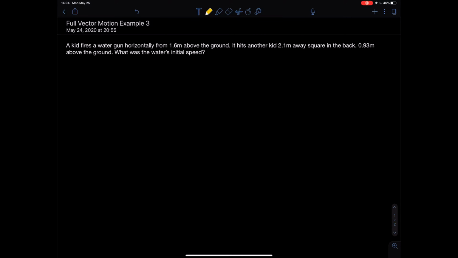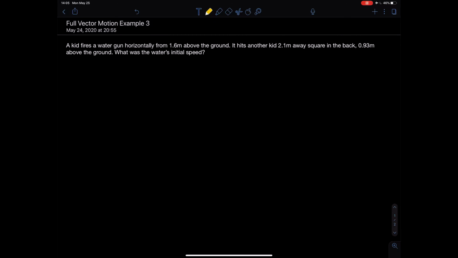Okay, I want to do a third example of this full vector motion. So we have a kid who fires a water gun horizontally from 1.6 meters above the ground, and it hits another kid 2.1 meters away square in the back, 0.93 meters above the ground. What was the water's initial speed? Before we get into this, I encourage you to pause and think about it, get down the relevant information, and try to work this one out on your own.